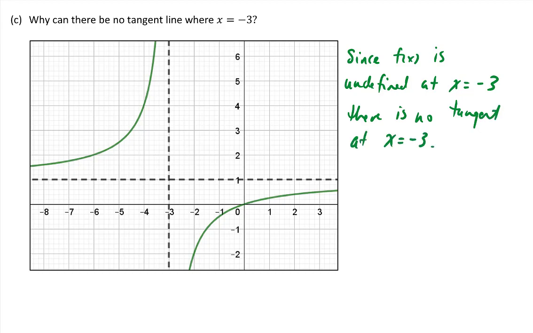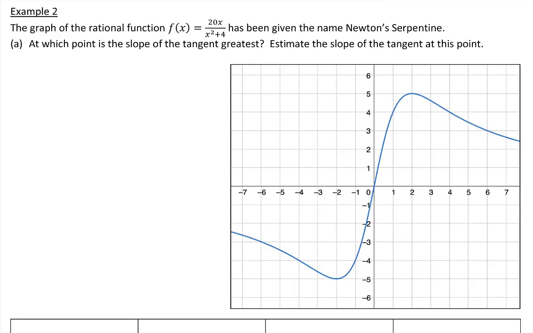Example 2. The graph of the rational function 20x over x squared plus 4 has been given the name Newton's serpentine. At which point is the slope of the tangent greatest? And then we're going to estimate the slope of the tangent at this point.